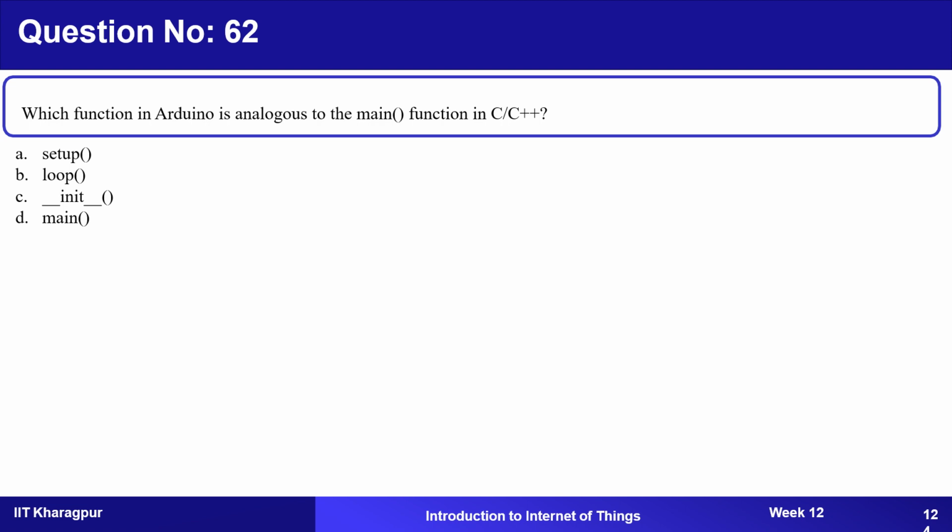Next question is which function in Arduino is analogous to the main function in C or C++? Options are setup, loop, init, main. Loop. How can loop be analogous to main? Setup runs only once, but main. Okay, so probably where the control comes first, is it? Yeah, right. Then it will be setup. So A is the correct option.